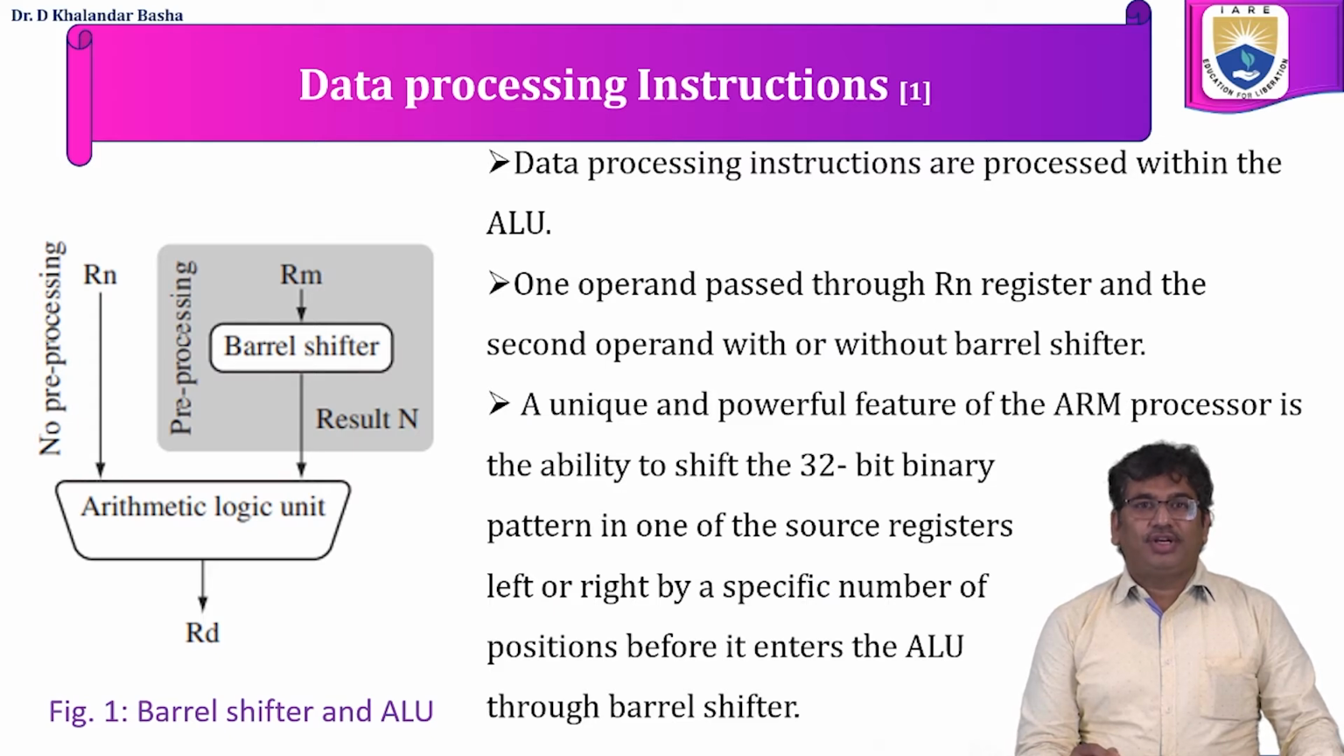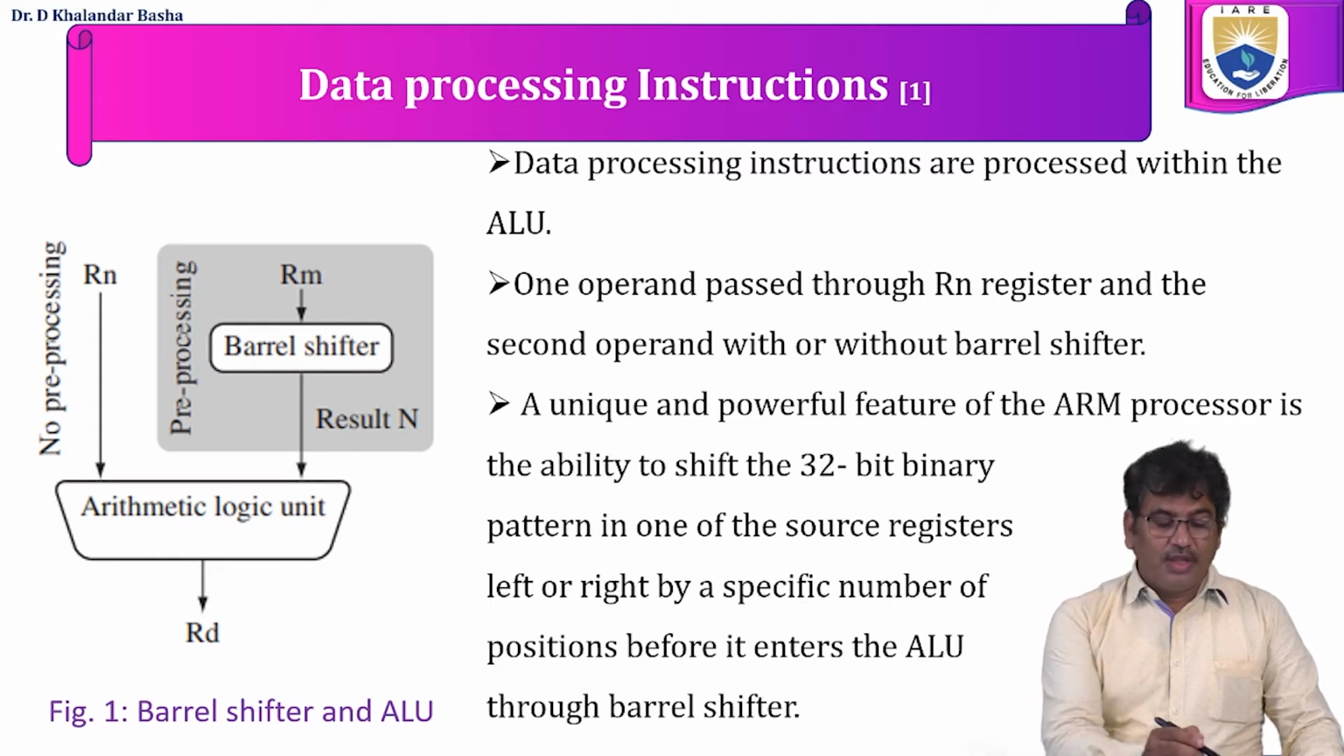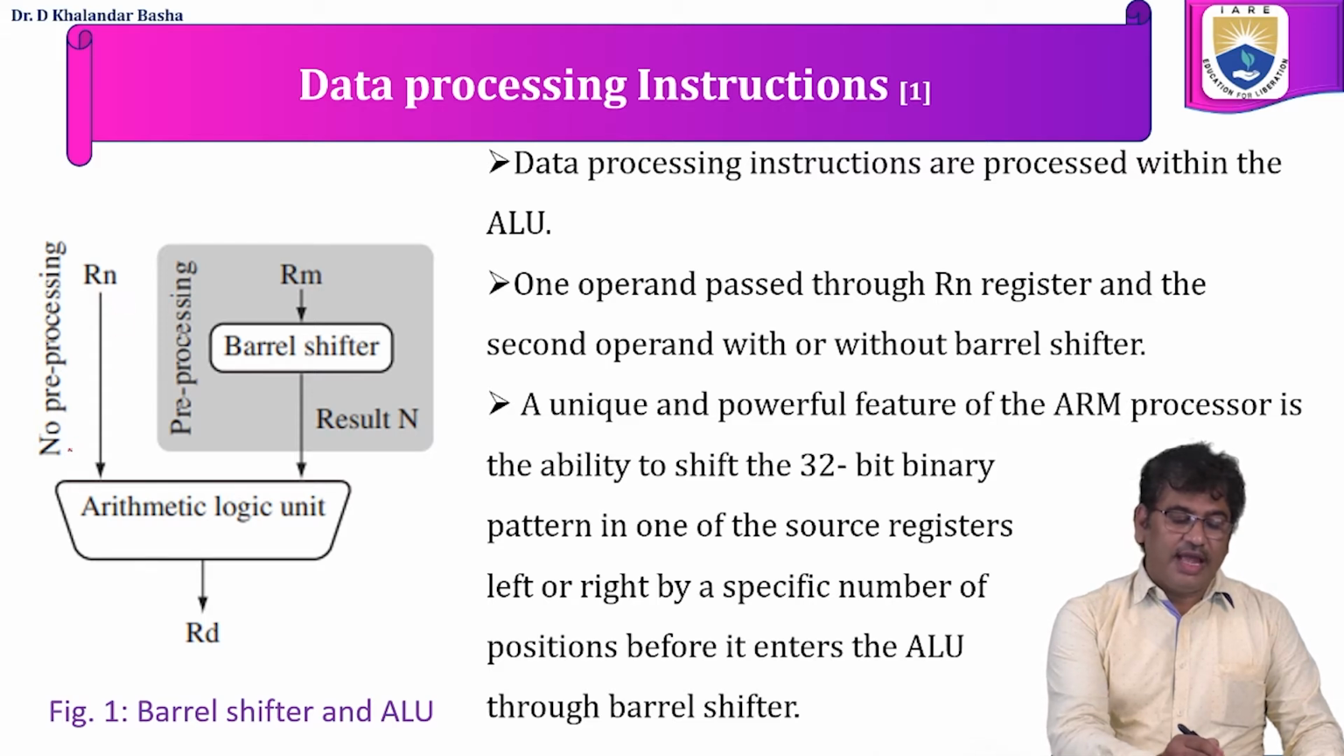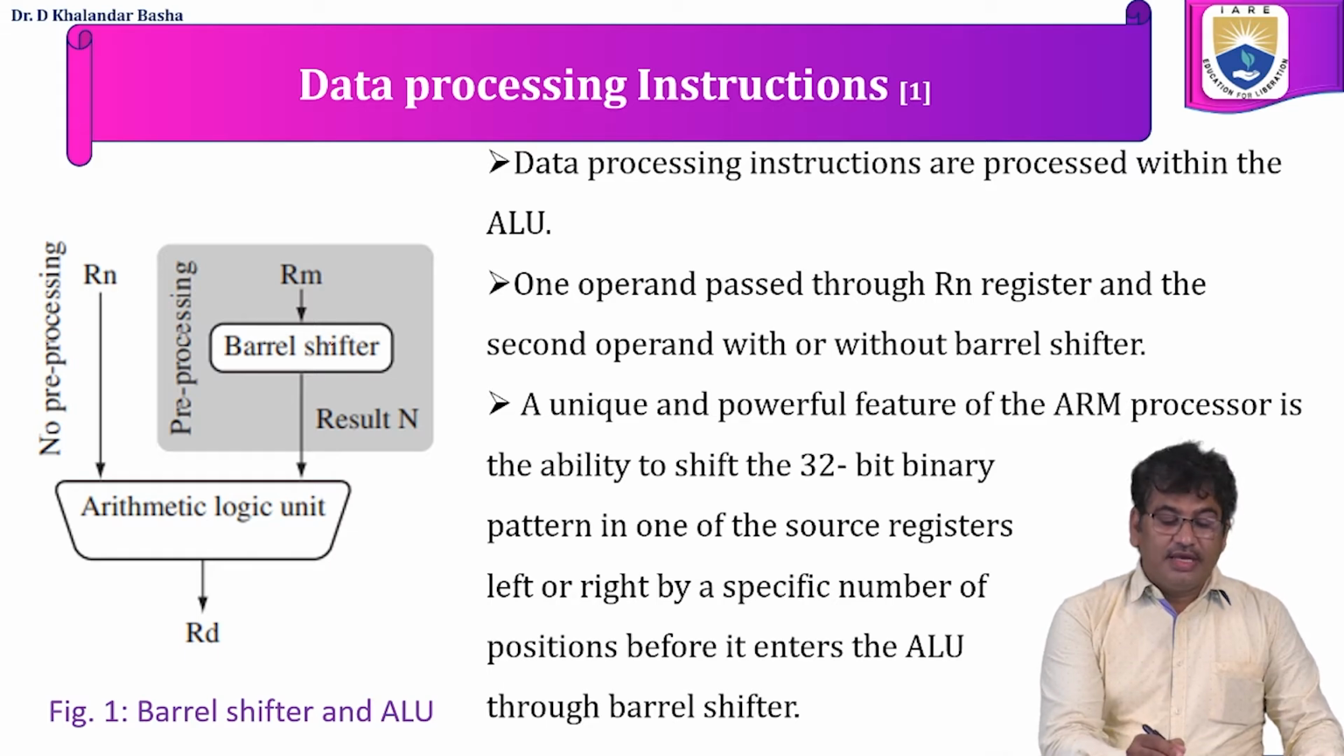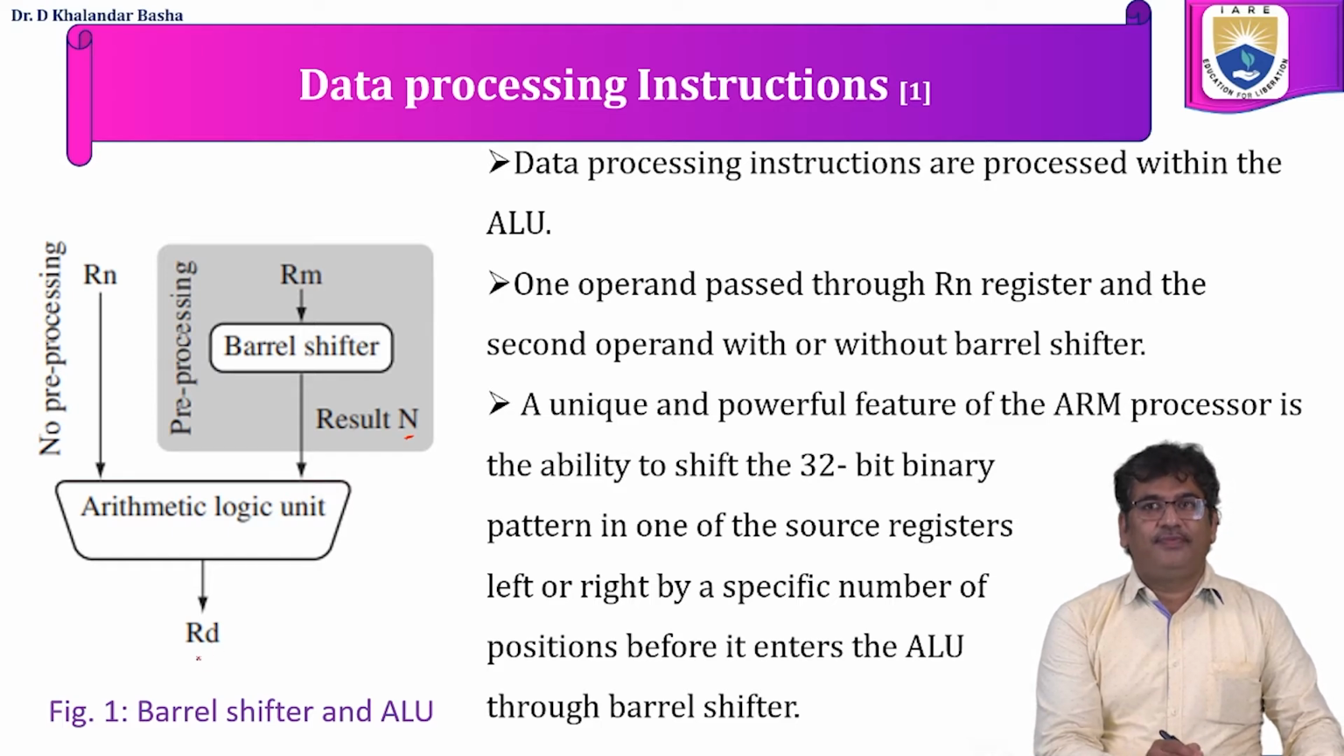For the arithmetic logic unit in the ARM processor, one input is given directly as non-pre-processing data, that is through the Rn register. The second data will be processed either with or without pre-processing, that is Rm. That will be given to the barrel shifter for shifting left side or right side or rotating left side or right side. Then this barrel shifter output, which is N, will be passed as the second input for the ALU, and the result which is produced here is Rd.